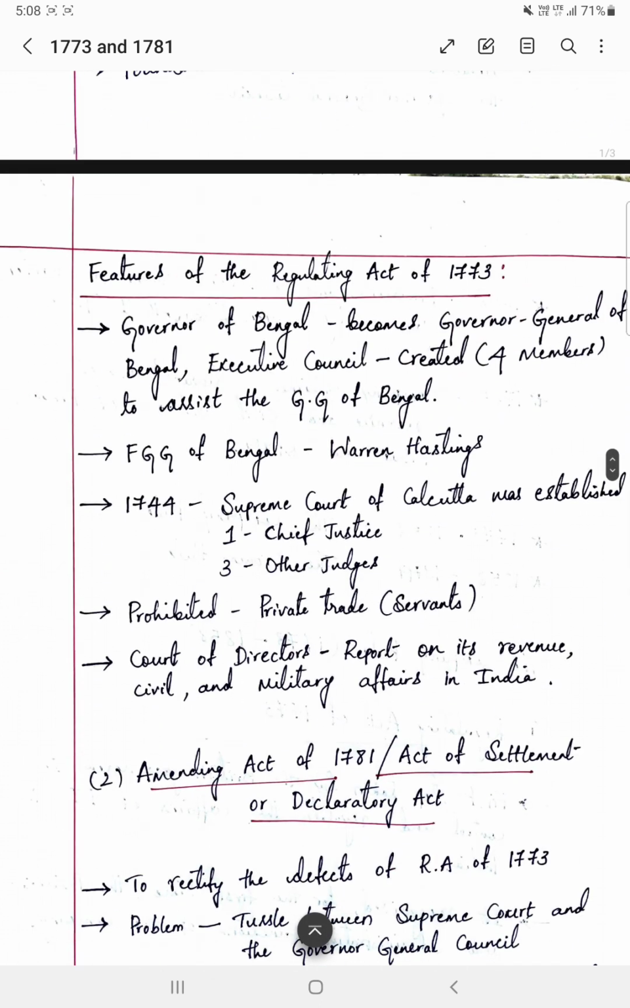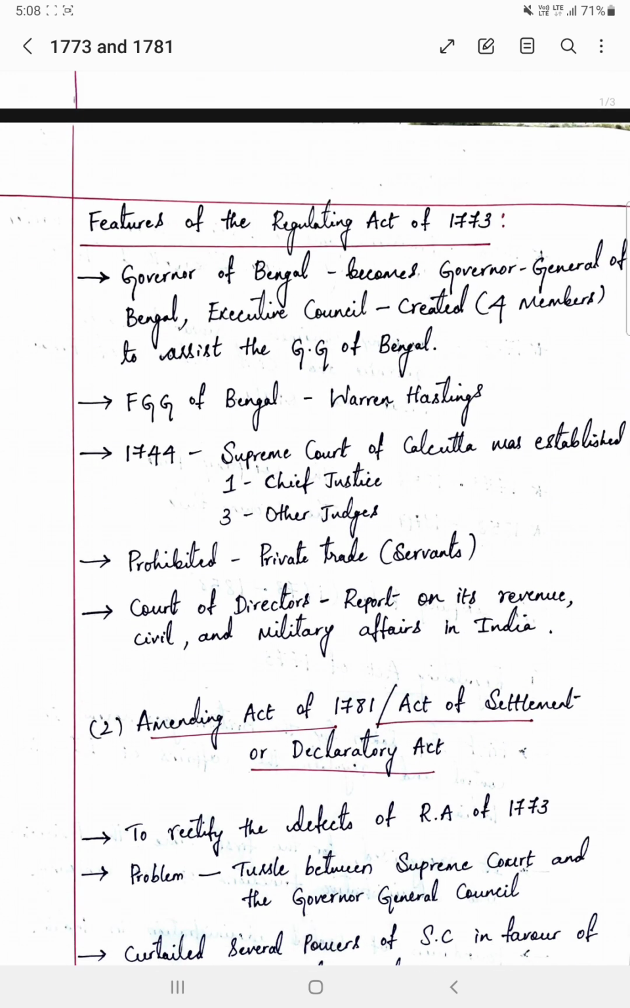Next, let's know about the features of this Regulating Act of 1773. More powers were given to the Governor of Bengal. The Governor of Bengal becomes the Governor General of Bengal. There was one person who was appointed as the Governor of Bengal, and he was promoted, and he becomes Governor General of Bengal. An executive council was created, which had four members. So the major feature was that the Governor of Bengal becomes the Governor General of Bengal. An executive council was created, and in that executive council, four members were appointed.